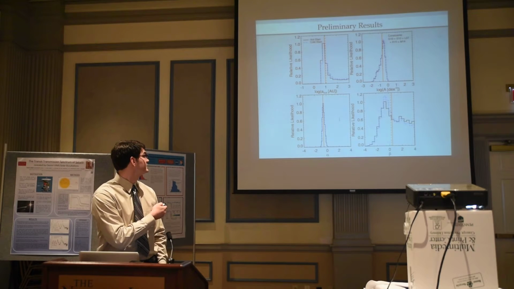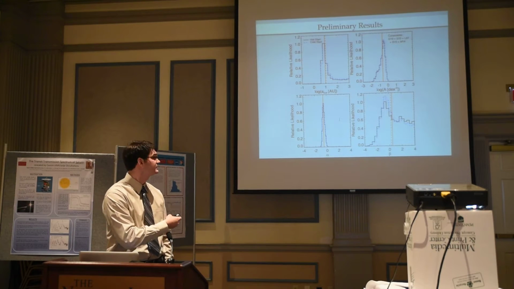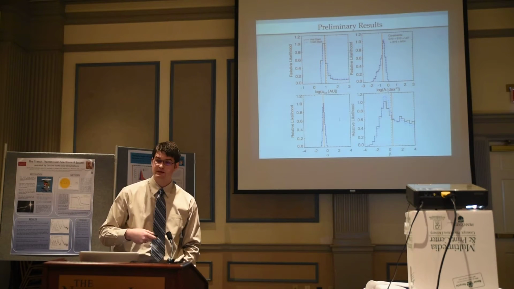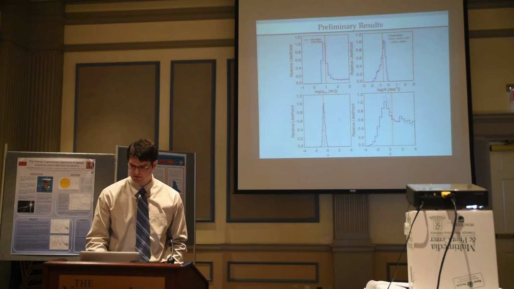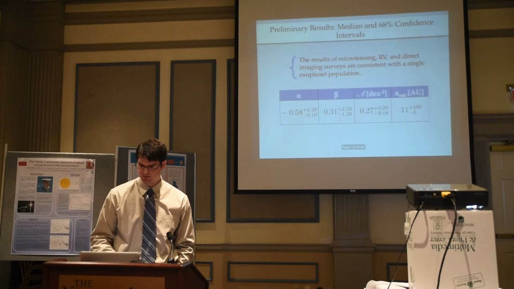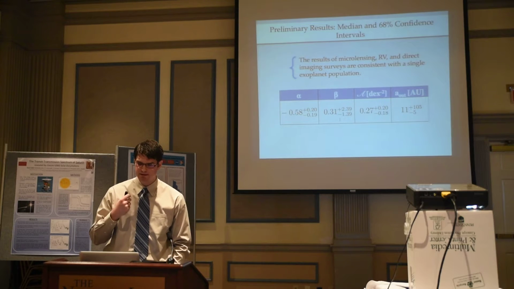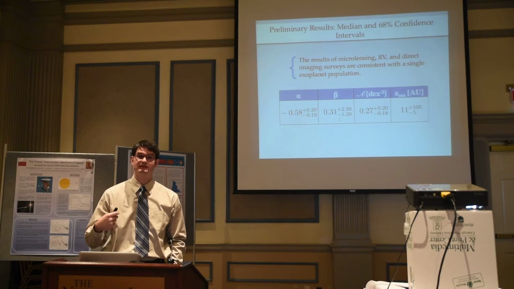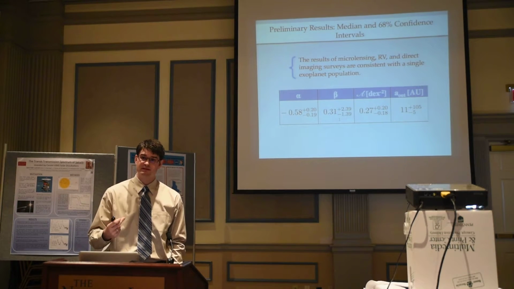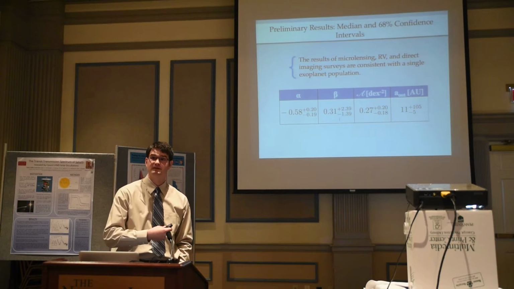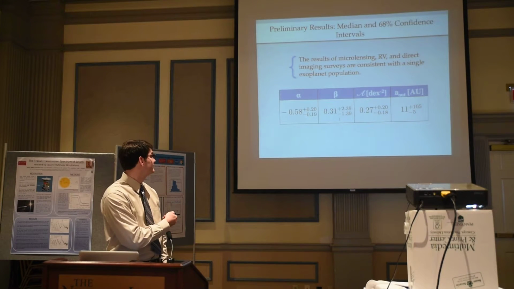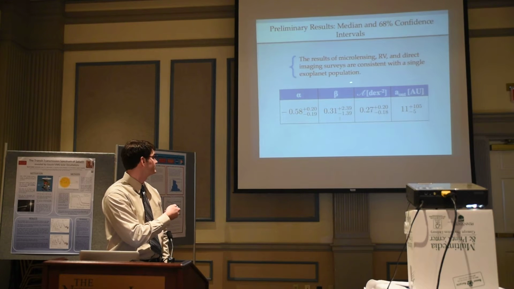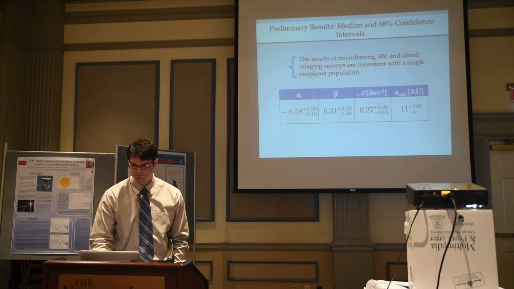However, you'll also notice that there are allowed values of the outer cutoff radius that go out further into the disk, but require smaller values of the slope of the semimajor axis distribution function. And so finally, what this all means is that the results of these different surveys are consistent with a single exoplanet population described by this power law model. And here are just the median values and the 68% confidence intervals that we derive on these parameters.